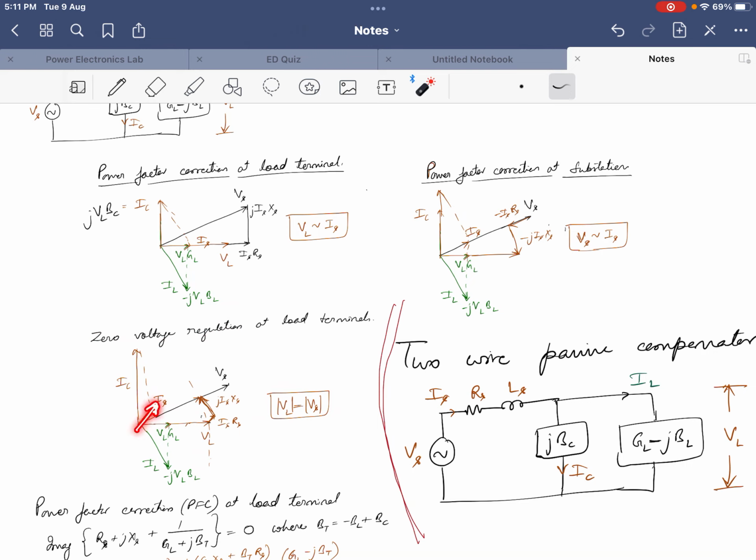So this is the explanation and comparison of the phasor diagrams in the case of zero voltage regulation, in the case of power factor correction at the substation, and the power factor correction at the load terminal. In the subsequent video, we will do the numerical analysis of this.